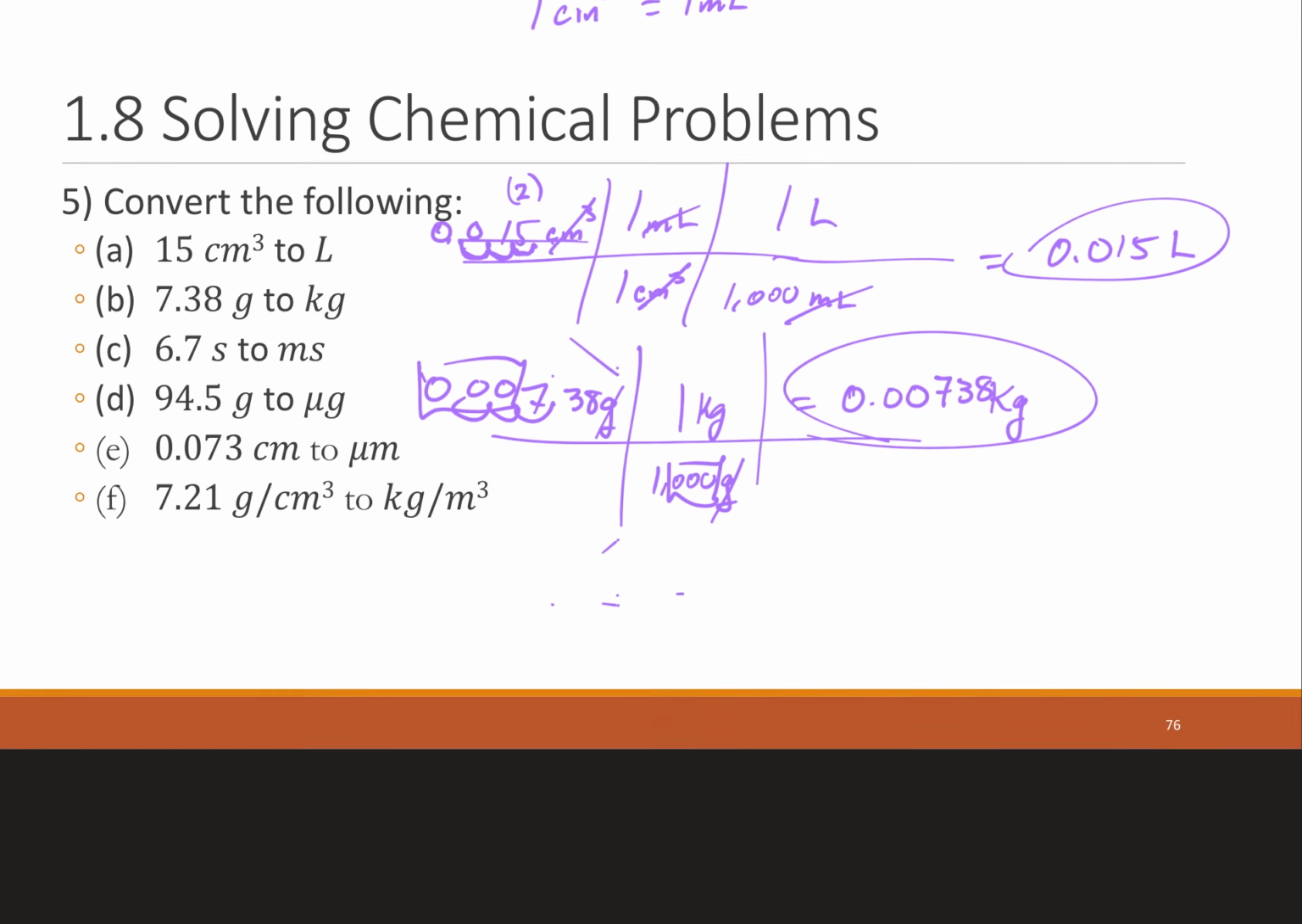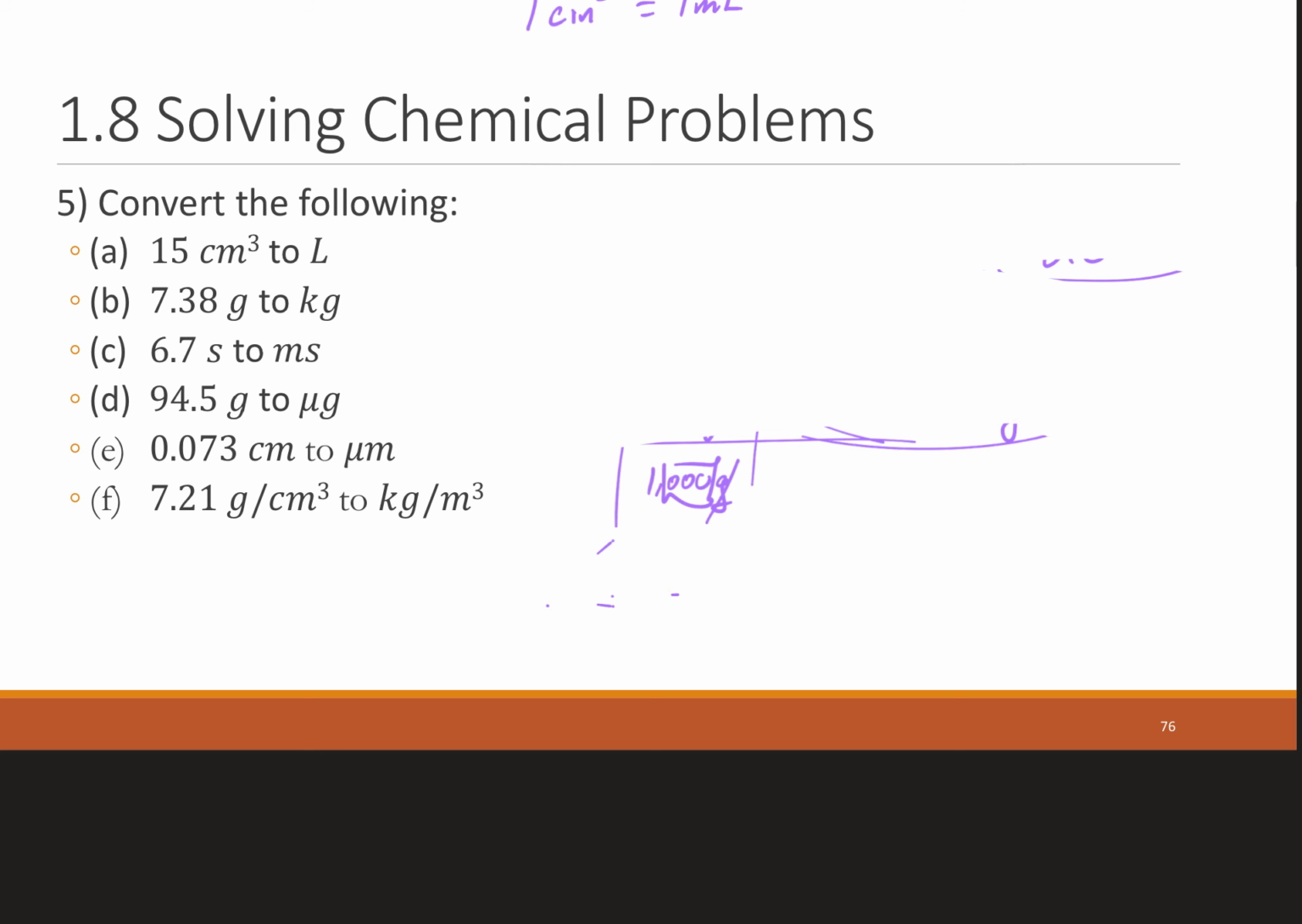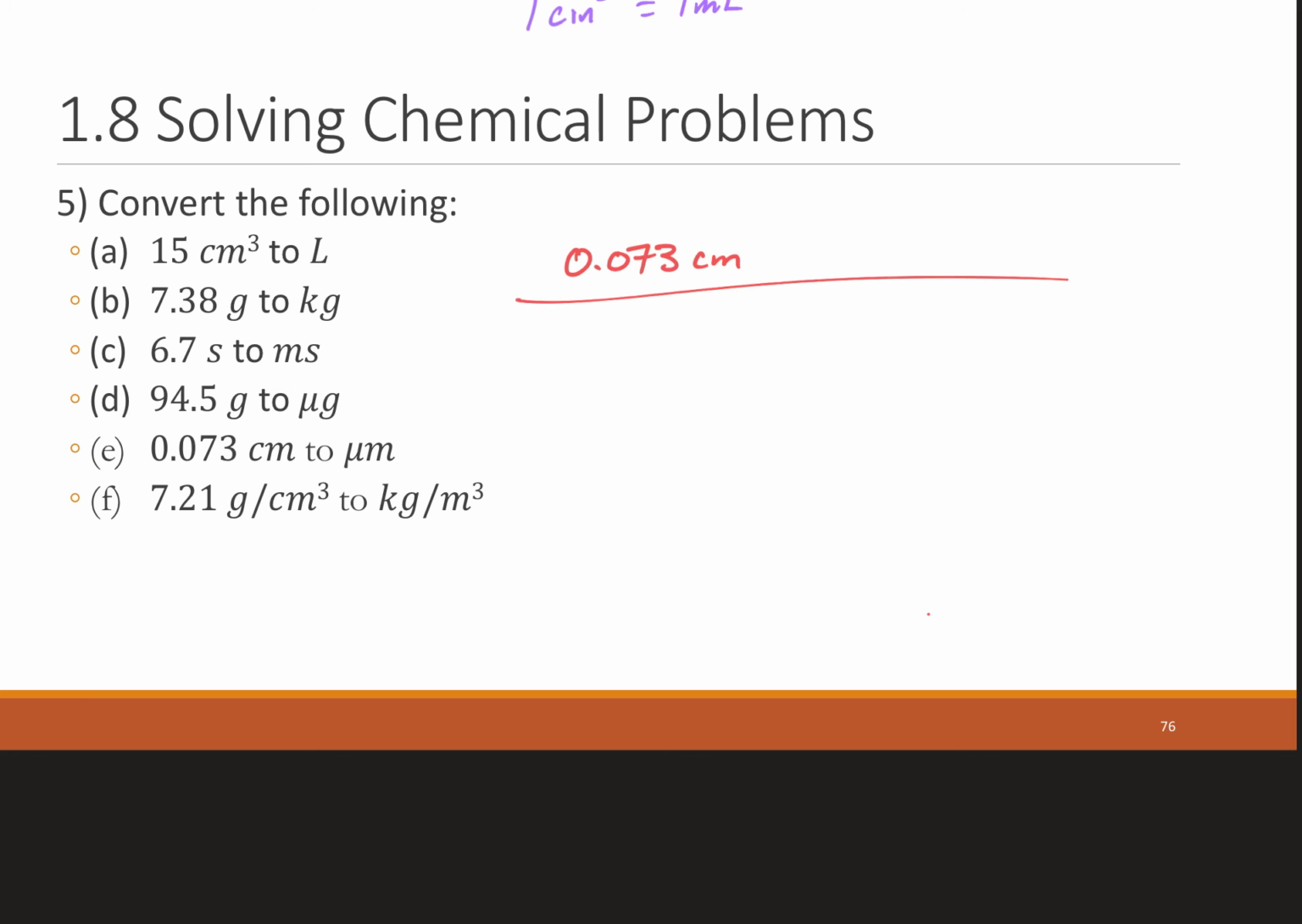All right. Now in E, 0.073 centimeters to micrometers. Erase that. Our measured value is 0.073 centimeters. It's going really bad. All right, there we go. Now, I don't have the table here to show right away, but you have 100 centimeters is a meter.